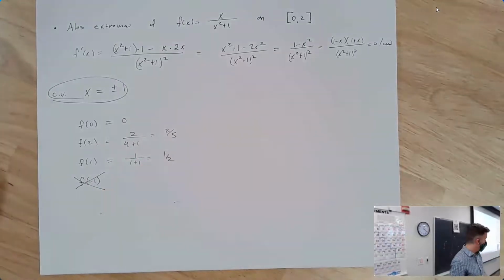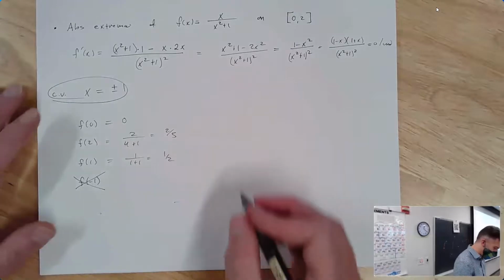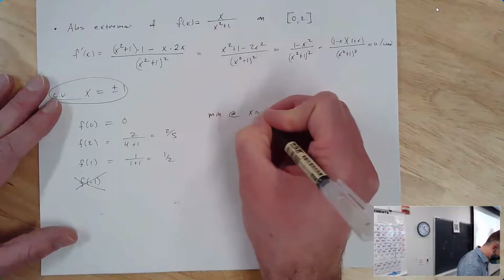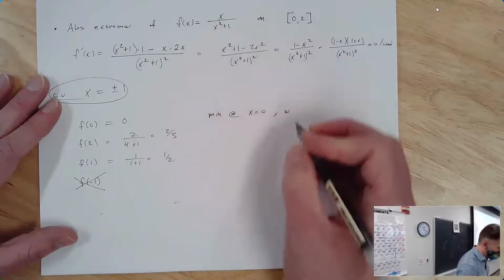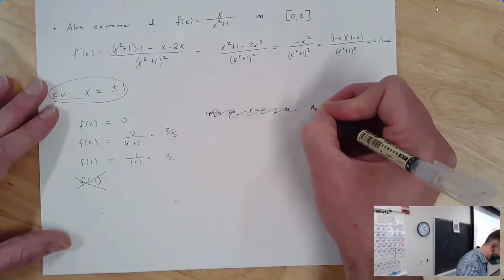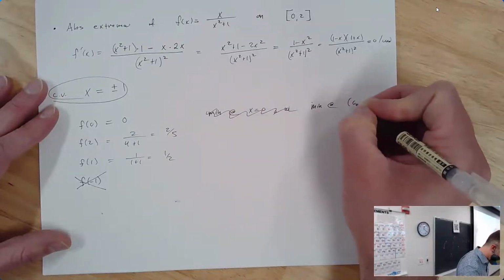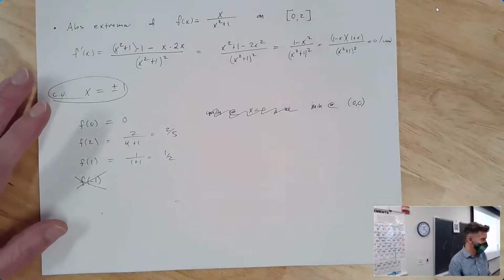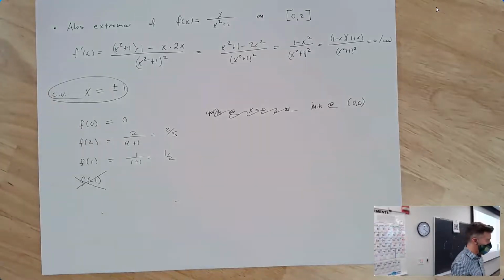So we have an absolute minimum at x equals 0. Or really, if you want, let me say it the smart way. Let's say we have a minimum at 0, 0. That's the safest way to answer it if they didn't give you any more direction on what they wanted.